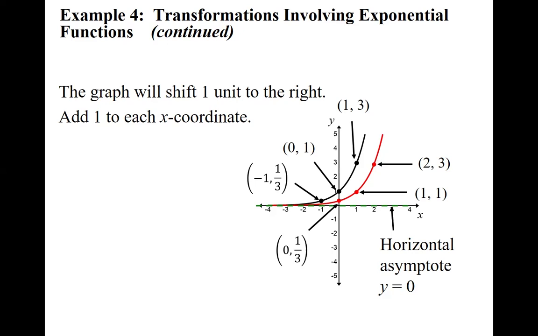Again, a shift of 1 to the right adds 1 to our x coordinates. So the more points we had on the original graph, the more points we can shift and draw our new graph.